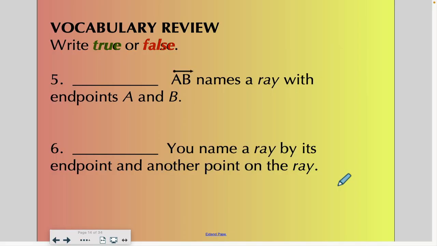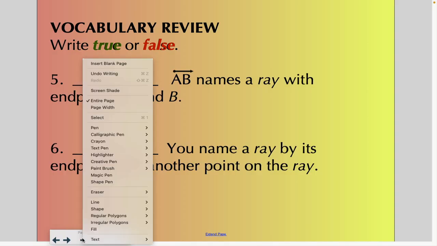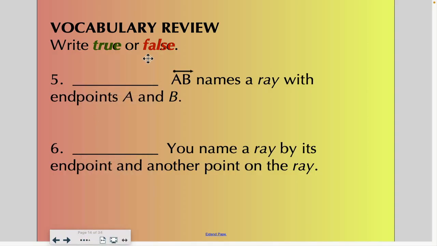Okay, little true false. Ray AB names a ray with endpoints A and B. True or false? It actually doesn't even matter how they write it. You can't have two endpoints. Endpoints plural means it's not a ray. That one's out. Okay, and you name a ray by its endpoint and another point on the ray. That is true. Okay, nothing too crazy.